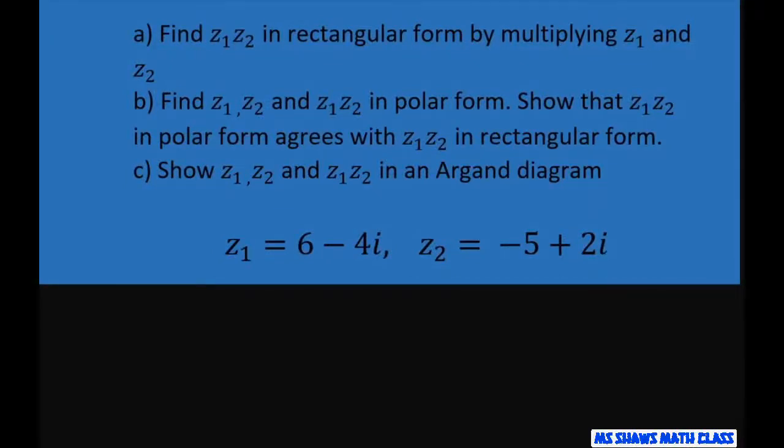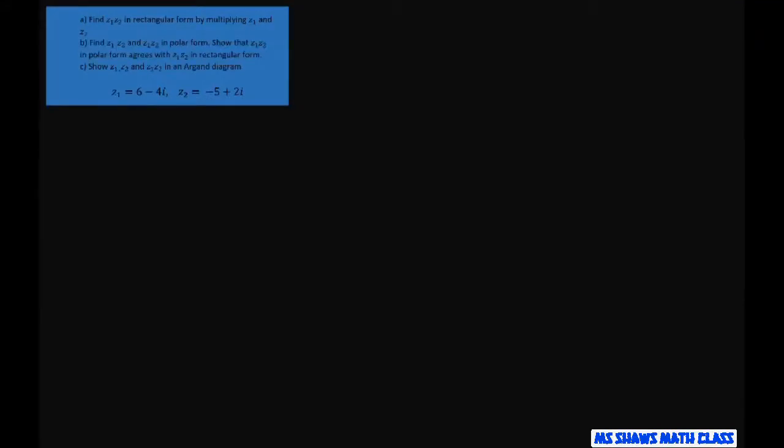Hi everyone, we're going to find Z1 and Z2 in rectangular form by multiplying the two together using the FOIL method, or however you want to. Then we're also going to find the product in polar form and see if they agree. In this particular video, we're using a calculator, so we're kind of going to be estimating, and then we're going to graph it and show this in an Argand diagram.